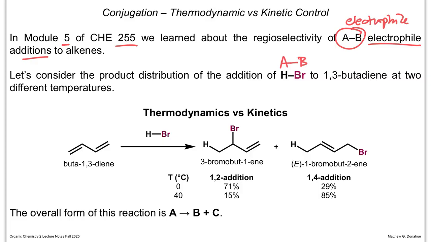So there's 4 carbons, 1, 2, 3, and 4. 1 and 3 tell you the start of the alkenes. So buta-1,3-diene. So I'm going to generally just call this the nucleophile, and then HBr is the electrophile. Now when we look at the product distribution that's shown, there's 2 types of products formed. The one on the left is called a 1,2 addition.